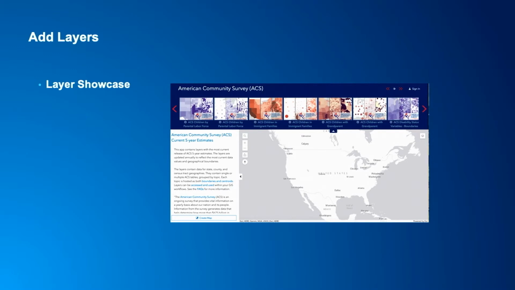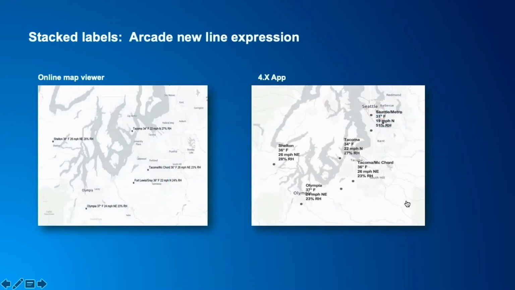We have another example app in the gallery called Layer Showcase. This is the first app we've really had where you can look at a collection of layers that are available in a group in your organization, and you can click on the layer to add it to a map and view it on the map. This particular app also lets you switch between 2D map and 3D map, so you can view the layer in 2D, and then click a button and that same layer is visible on a 3D globe. And you can navigate around. Stack labels, which is nice. People have been asking for this forever.